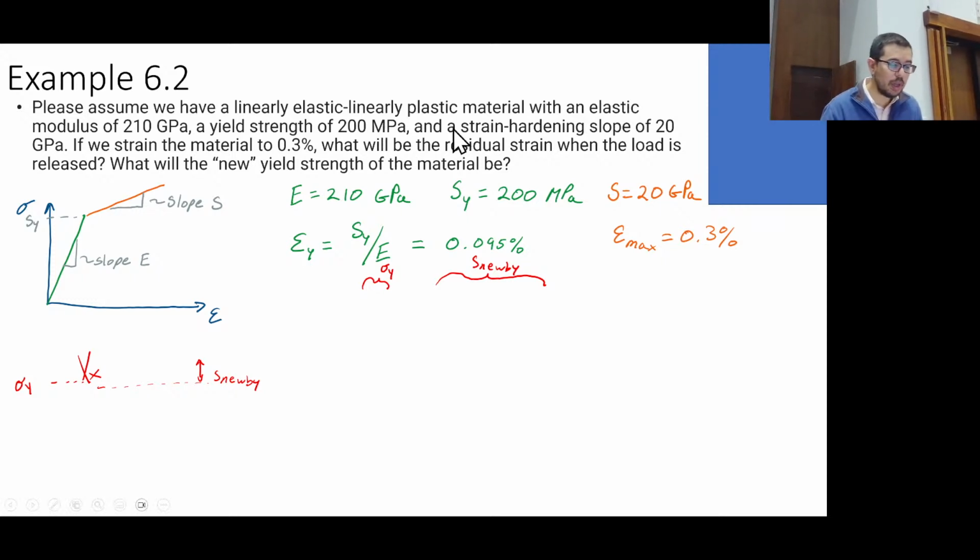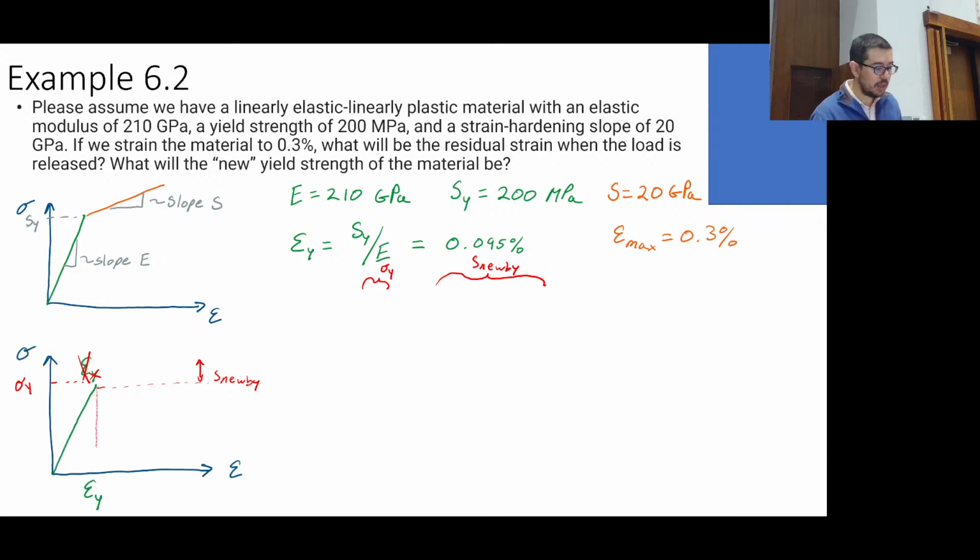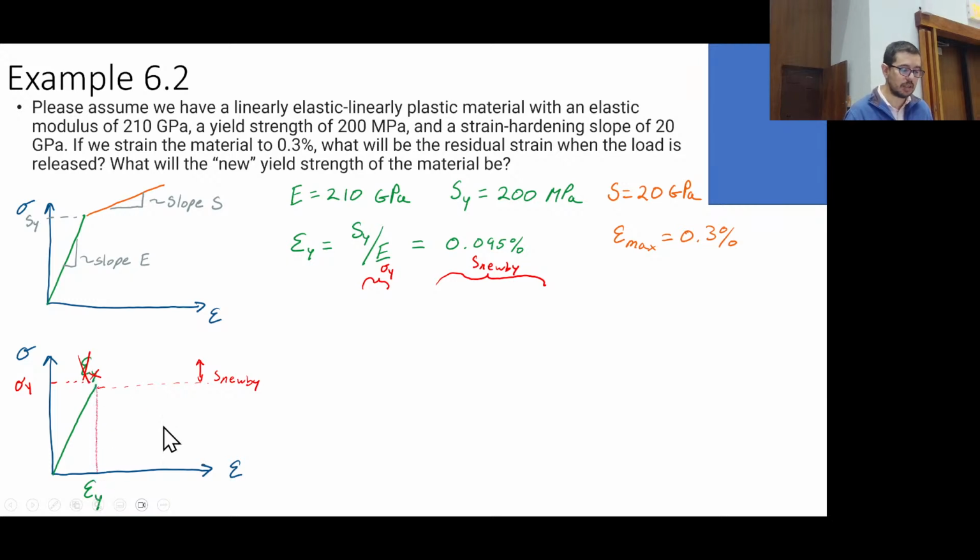Okay, so we have an elastic modulus, and we have a strain hardening slope of 20 gigapascals. And we have a yield strength, once again, of 200 megapascals. So this is what the model looks like. And we say, all right, there's really nothing wrong there. This is the yield strength. I just put it up there; it should really be down here. That's all that's happened here.